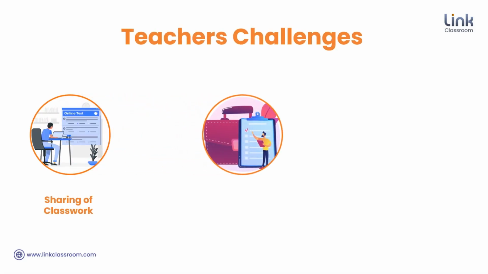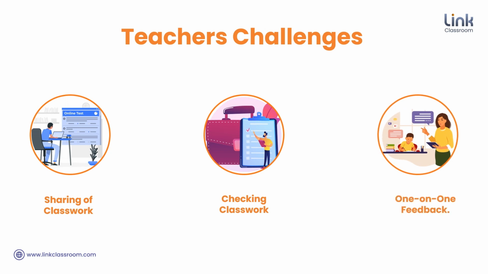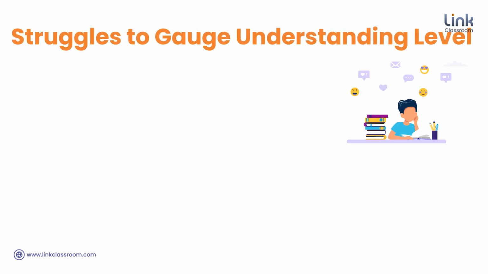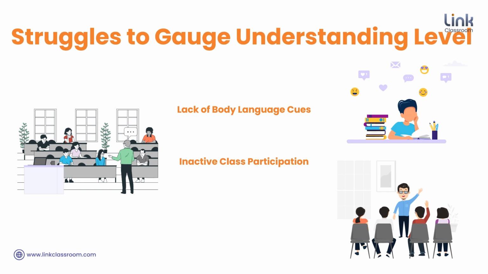These challenges around giving out classwork, checking completed student work, and giving one-on-one feedback prevent teachers from conducting an effective interactive class. In addition to problems of interactivity and sharing, teachers struggle to gauge the understanding level of the class due to the absence of body language cues and lack of active class participation. Even in physical classrooms, they typically get feedback only from a handful of active students.